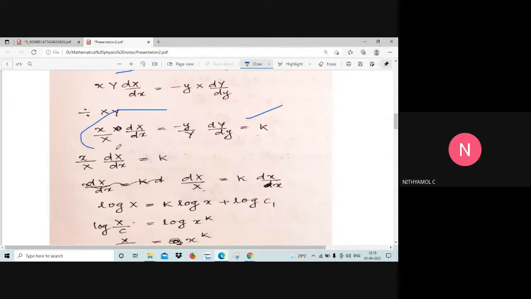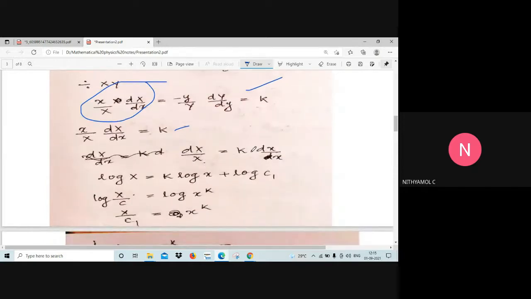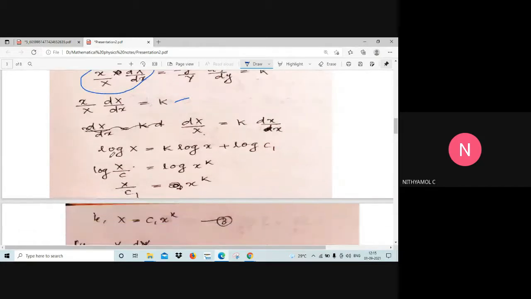Then the first equation, x by X into dX by dx equal to k, or dX by X equal to k into dx by x. Therefore, integrating this equation, log X equal to k log x plus log c1. Now log X by c1 is equal to log x raised to k, or X by c1 is equal to x raised to k, or X equal to c1 into x raised to k. That is equation number 3.